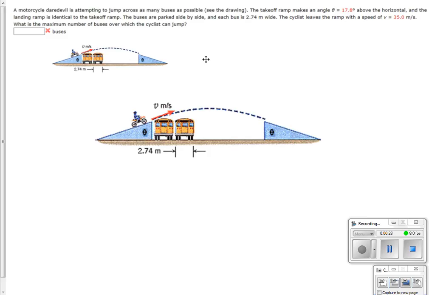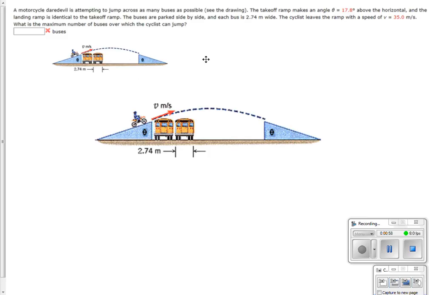But this is the daredevil jumping over the school bus problem, and we're given some information. We're told the width of one school bus, which we can just use at the end to find how many school buses. But the basic information we have is the launch speed and velocity of the daredevil. So we're told that the daredevil leaves with a speed of 35 meters per second, in my version at 17.8 degrees.